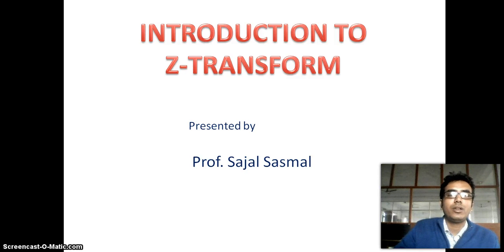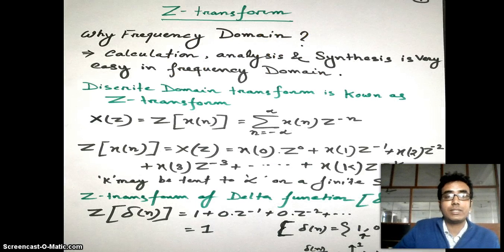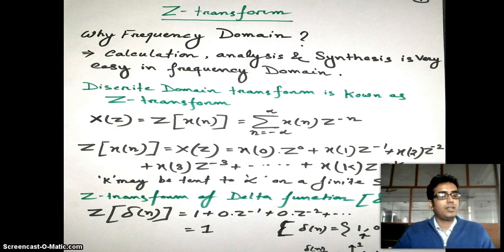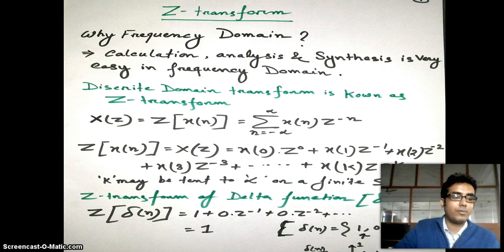I am going to introduce a topic, Z transform. So Z transform is a complex frequency domain transform, and so one question can arise: why frequency domain? Because calculation, analysis, synthesis are very easy in frequency domain. And another advantage of a Z transform is that in Z domain, convolution of two time domain signals is equivalent to multiplication of their corresponding Z transforms.